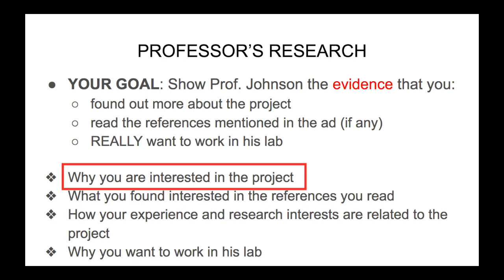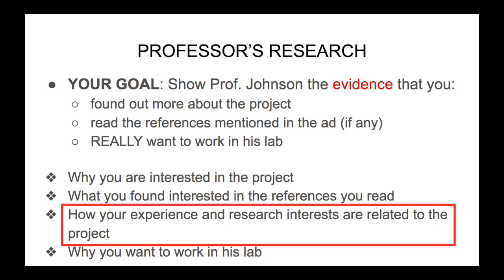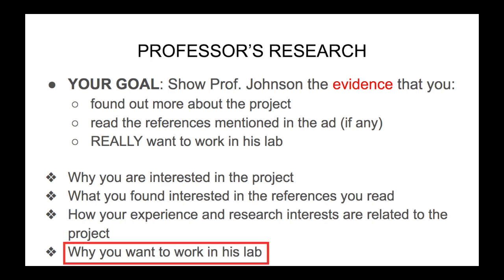In this paragraph, you should write why you are interested in the project. You can also write what you found interesting in the references that you read. You should relate your experience and research interests to the project. You can also write why you want to work in his lab.